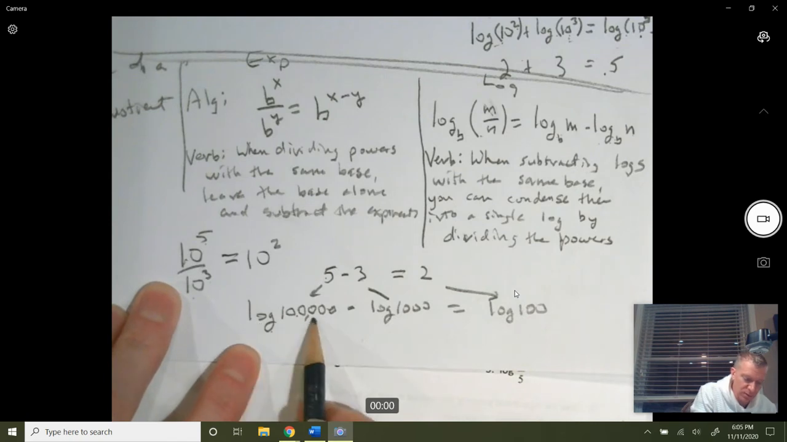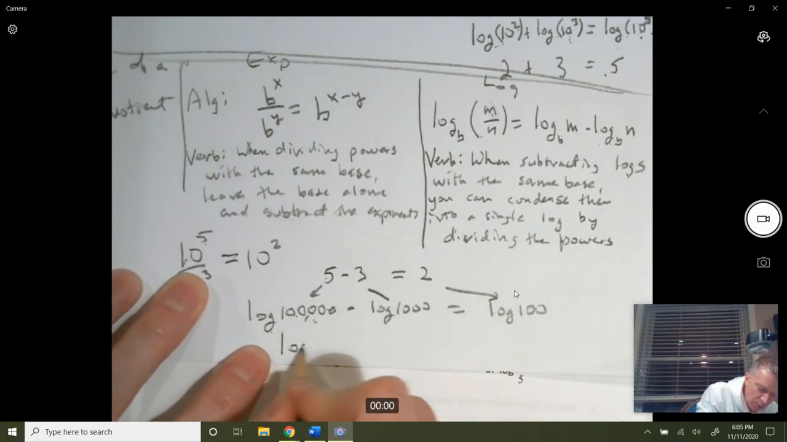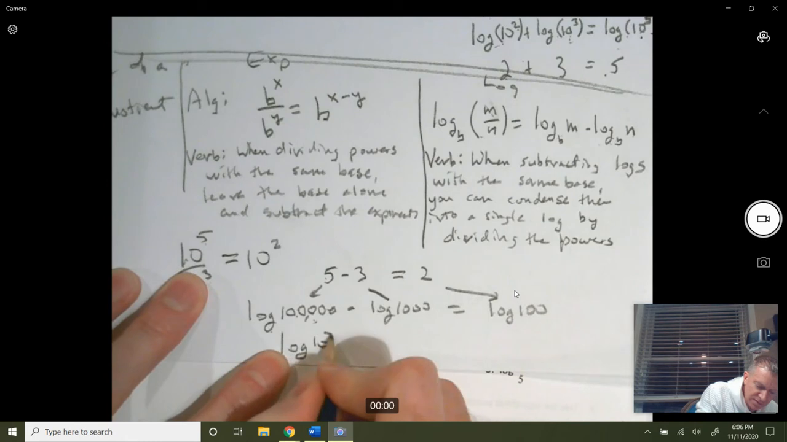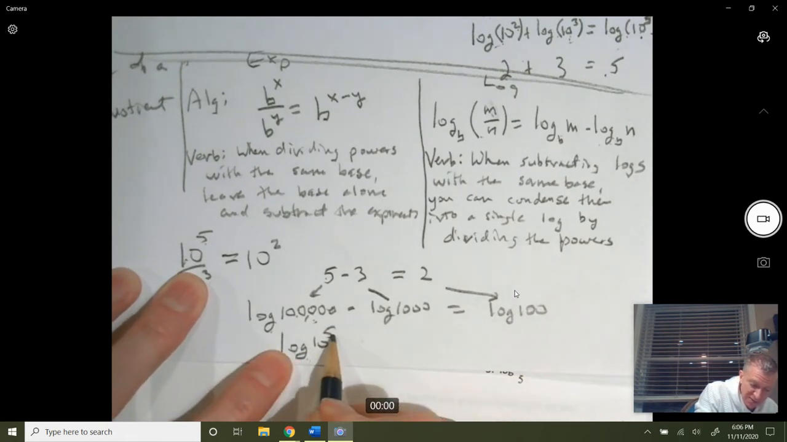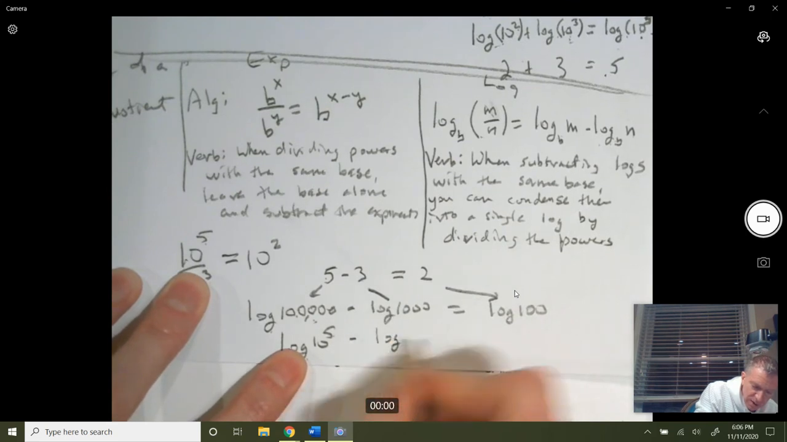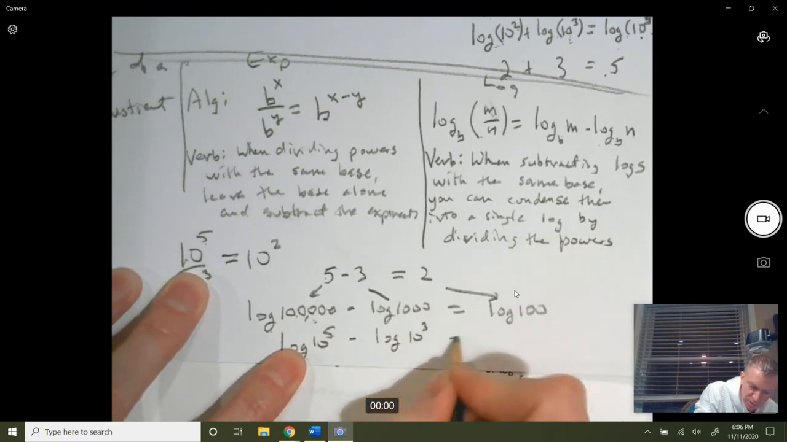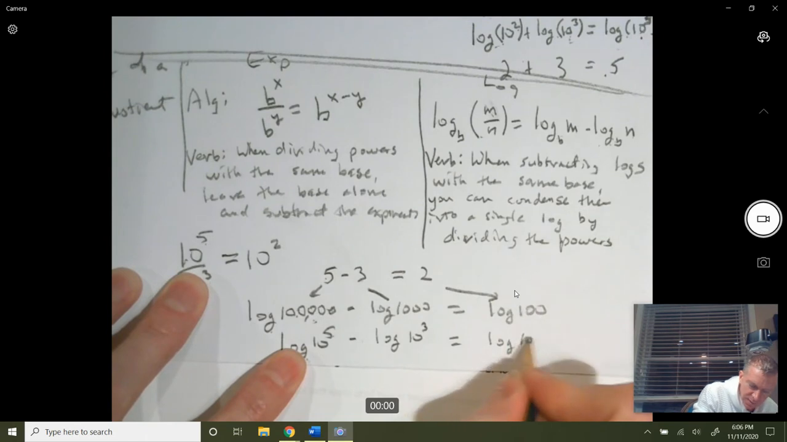So this thing's just equal to 5. Sometimes it's easier to look at as a power. Log of 10 to the 5th. Since this base matches this base, the log of 10 to the 5th is just 5 minus the log of 10 cubed equals the log of 10 squared.